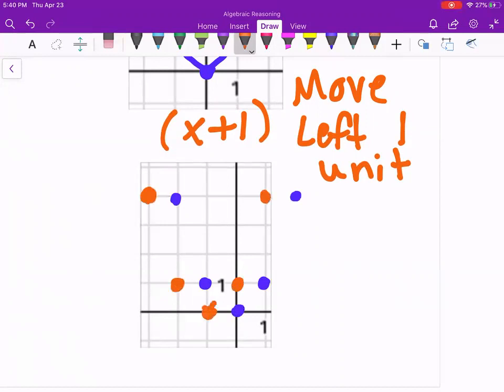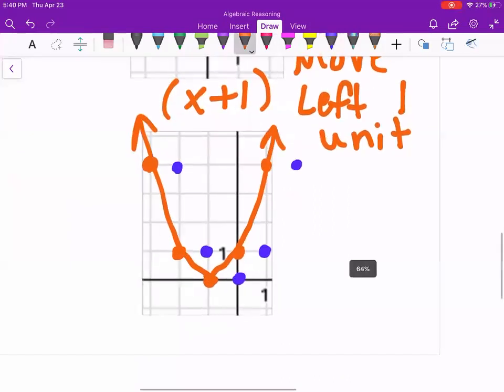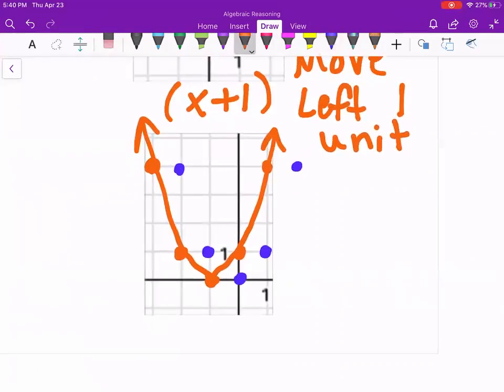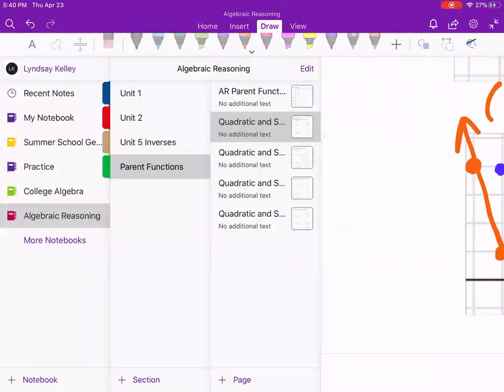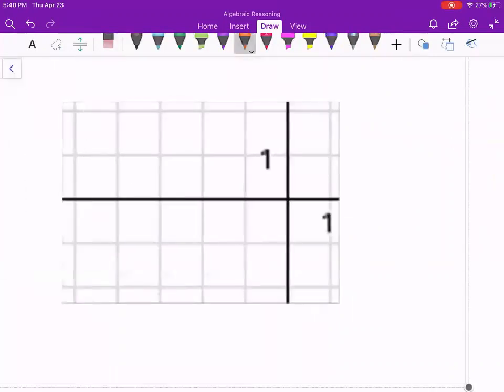And there is our final graph, shifted over. All right, so guys, that was the h, the inside the parentheses. Biggest thing to remember, your insiders are going to lie. Let's see what happens to the insiders when we move into our next parent function, the square root. Let's see if the same thing happens.